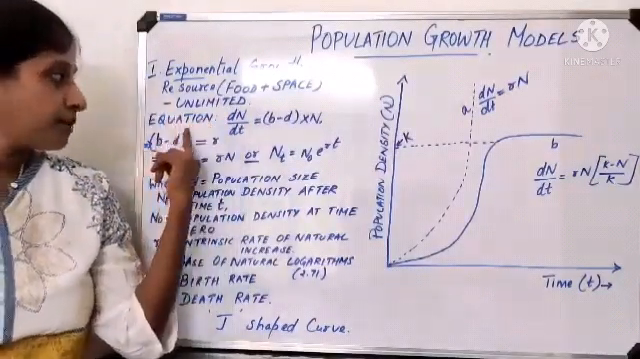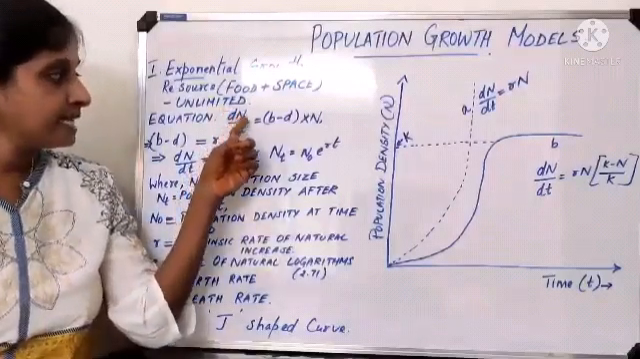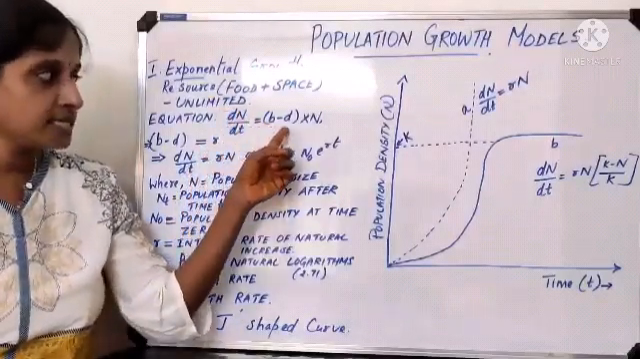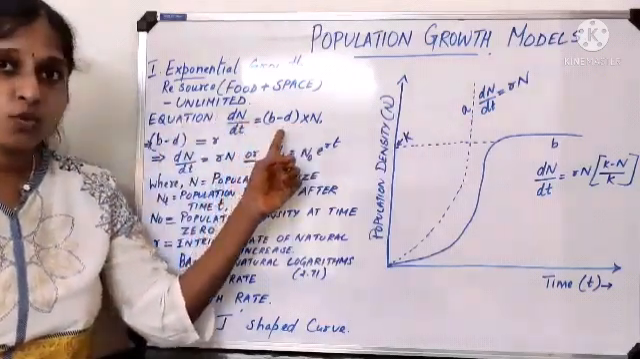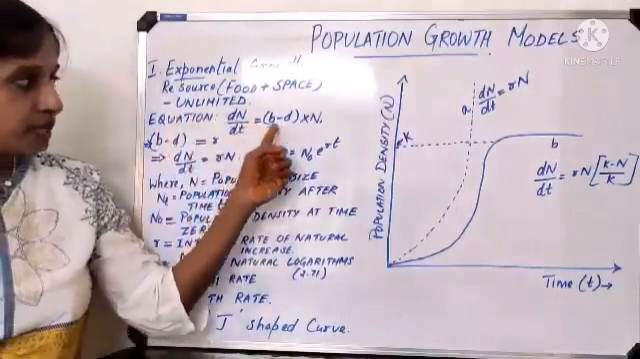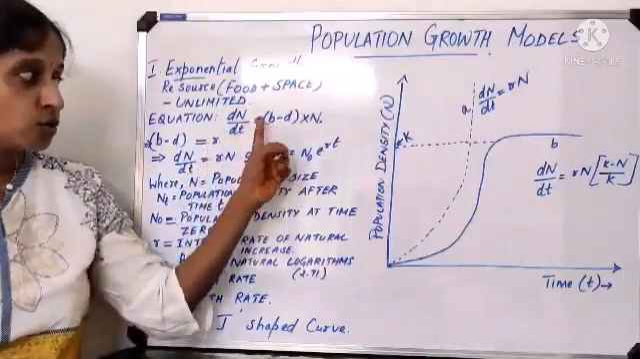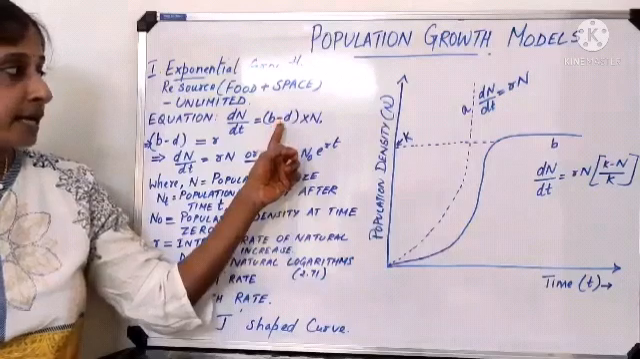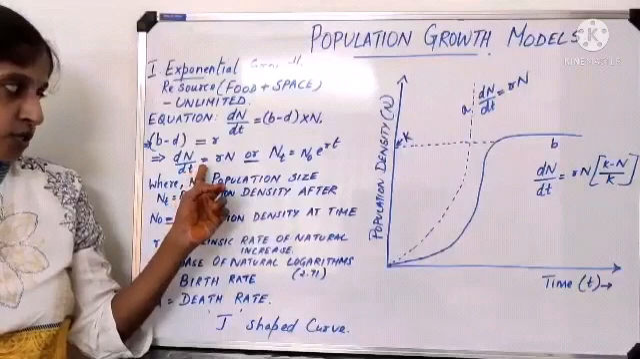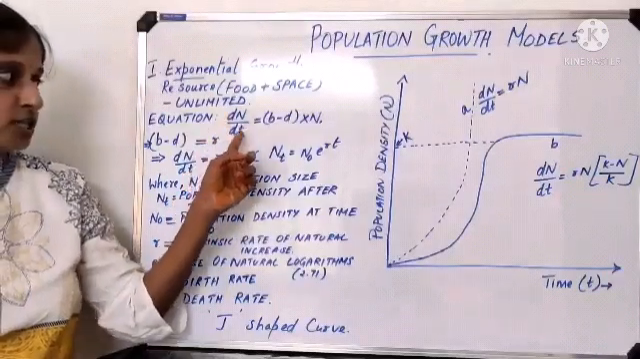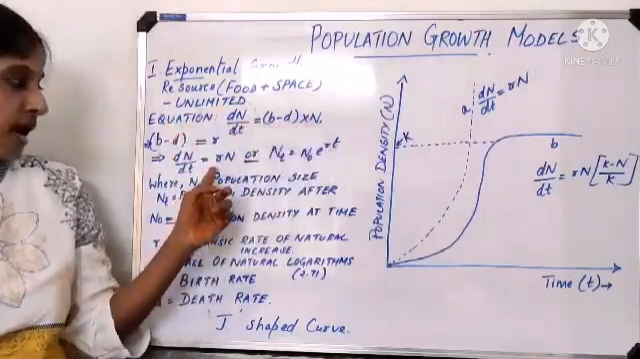For representing exponential growth, the equation is dN/dt = (b - d) × N. Clear? Now, what is b minus d? b minus d is r. So instead of b minus d, if I write the letter r, the equation becomes dN/dt = rN.